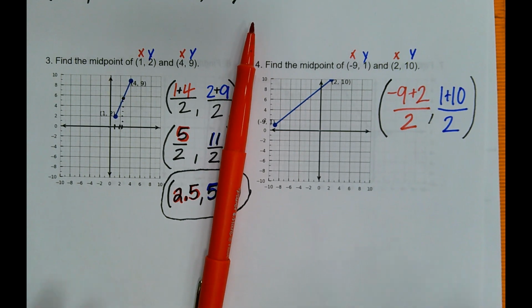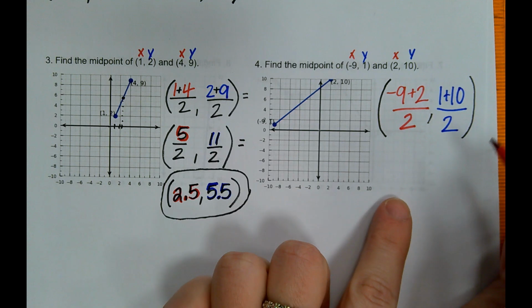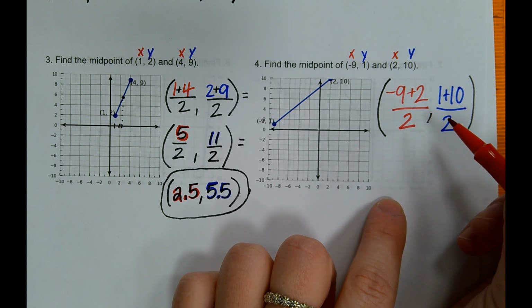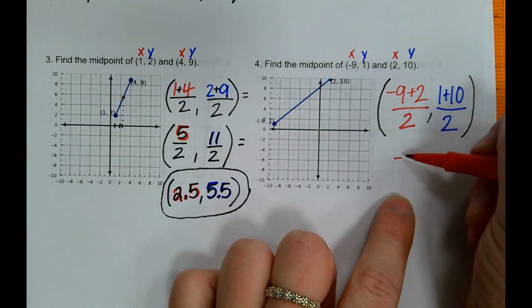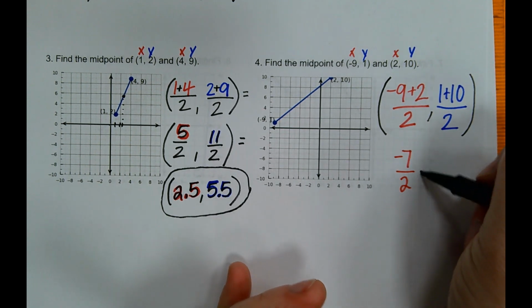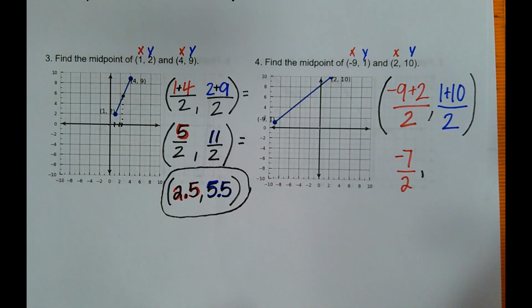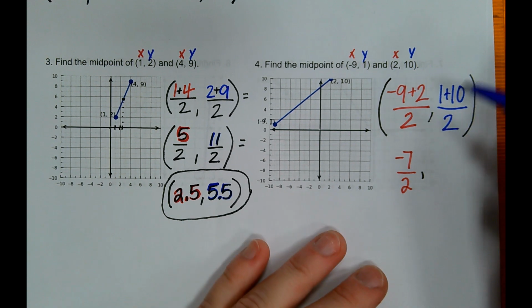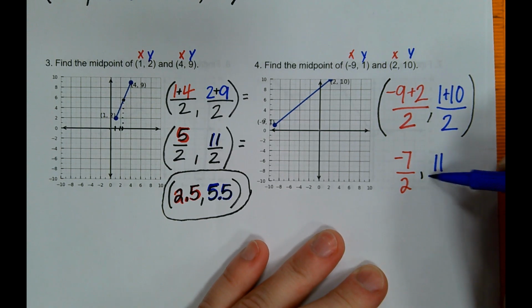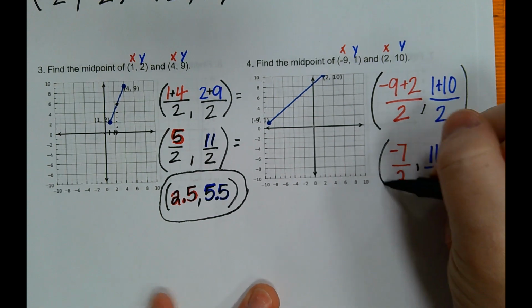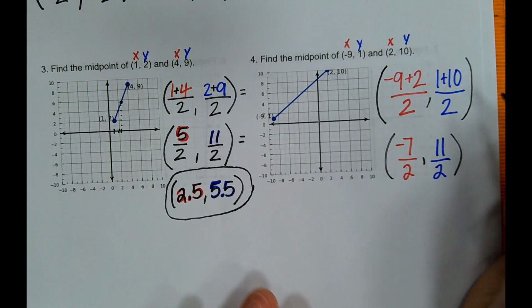Okay. So what'd you do next now that you got your numbers plugged in? -9 plus 2 should be -7. Yes, -7 over 2. And then 1 plus 10 is 11. Perfect. 11 over 2. And what would our final answer be?